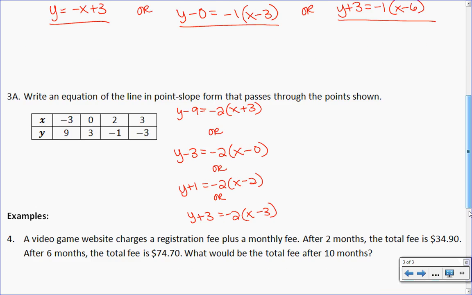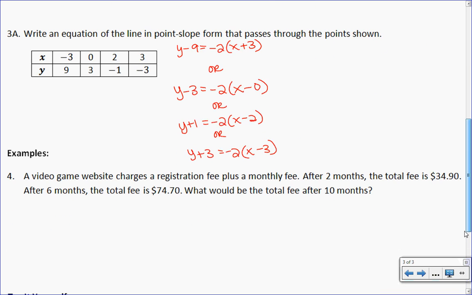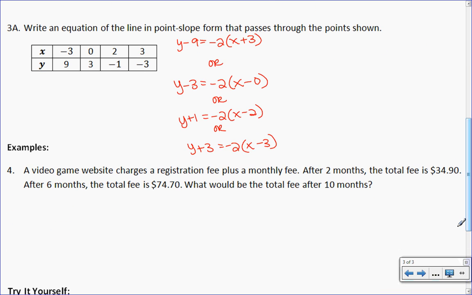Alright, let's look at one more example. Example 4 says a video game website charges a registration fee plus a monthly fee. After 2 months, the total fee is $34.90. After 6 months, the total fee is $74.70. What would be the total fee after 10 months?